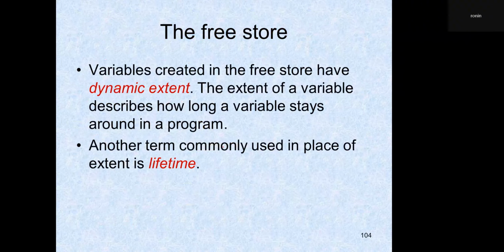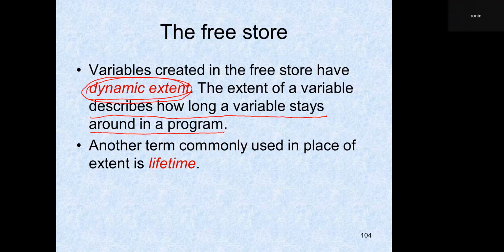Variables created in the free store have a dynamic extent. The extent of a variable describes how long a variable stays around in a program. So you can define a dynamic extent for a variable. Not like if in your main function you declare int I, the lifetime of I is the whole function, so this variable is released after your main function finishes.